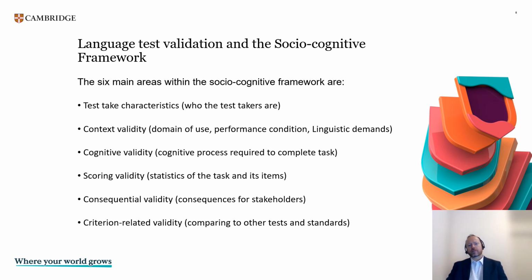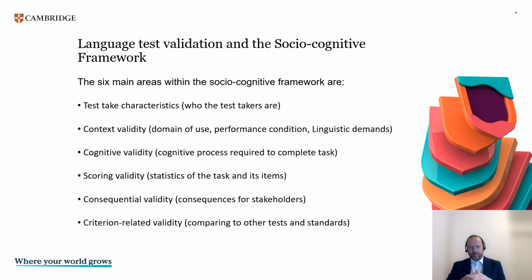Within this social cognitive framework, as you can see on the screen, there are 6 main areas. One of them is related to the alignment to the CFR. Let's go through them in order. Test taker characteristics. The demographic of the test taker. Who are the test takers? Important to know this information when you're designing the test.